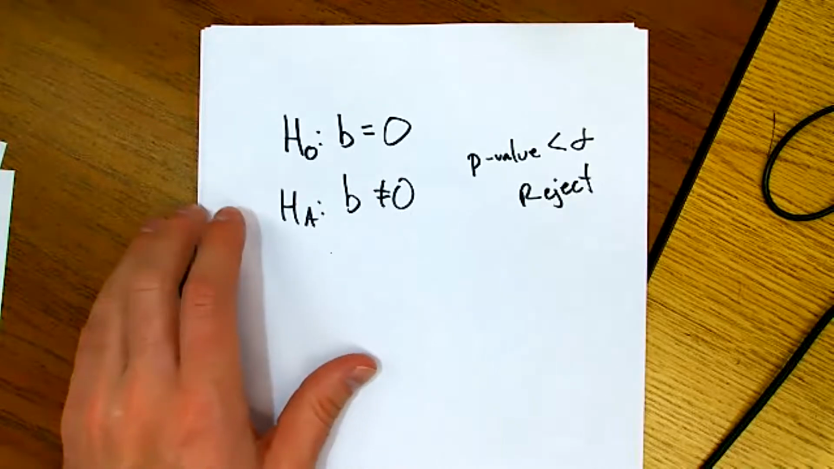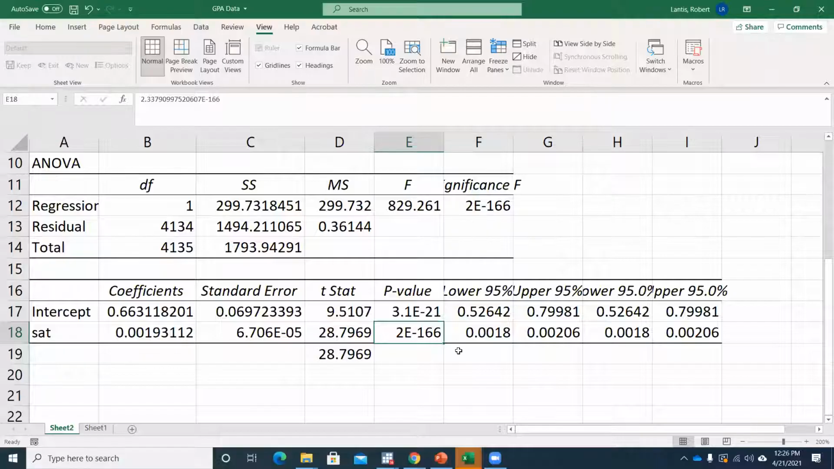So if I go ahead and look at this output, 2e to the negative 166 means move the decimal 166 spots to the left, right? This is basically 0. So with a p-value of 0, I can say 0 is less than an alpha of 0.01. So with 1% significance, there is a relationship. I can reject that there's no relationship, or that I found strong evidence that there is a relationship between SAT scores and college GPAs. Okay? Any questions or anything there?